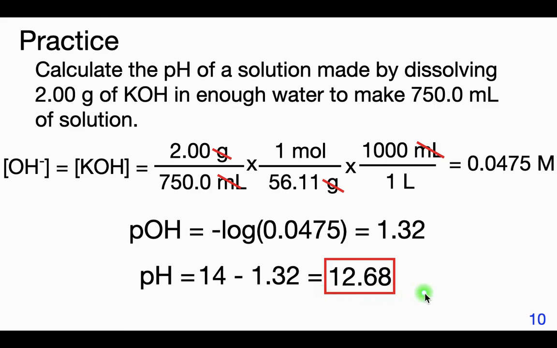And a good thing to remember is to reflect back upon what you're given and what your answer is. Here we're asked to calculate the pH of a strong base. If you wrote down that the answer was 1.32, you weren't thinking, because remember, acids will have a pH of less than 7, bases will have a pH greater than 7. So it wouldn't make sense for a strong base to have a pH of 1.32. So always stop and think whether your answer makes sense.